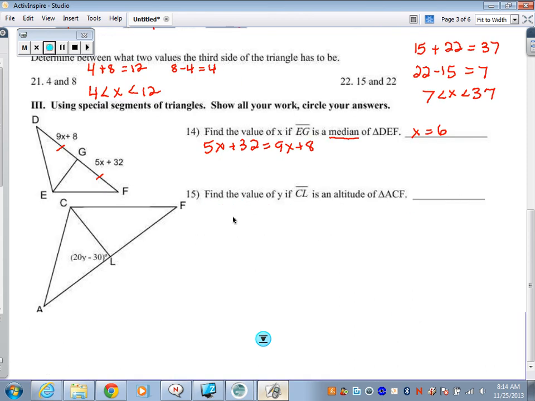This time it says find the value of y if CL is an altitude. Well, here CL, by definition, starts at a vertex and is perpendicular to the other side. So this is a right angle, this is also a right angle. So 20y minus 30 equals 90. Y equals 6.